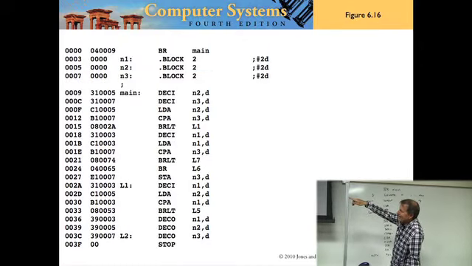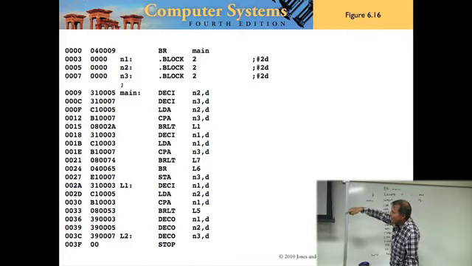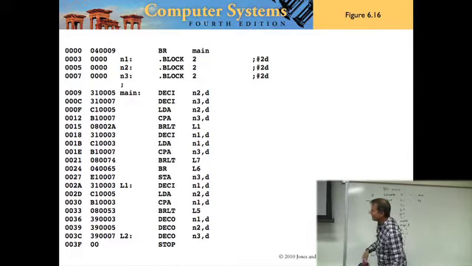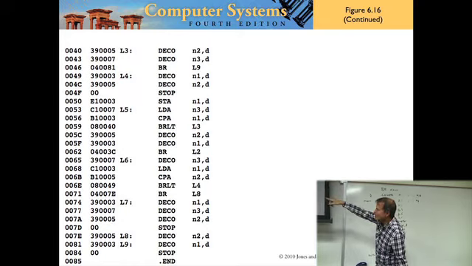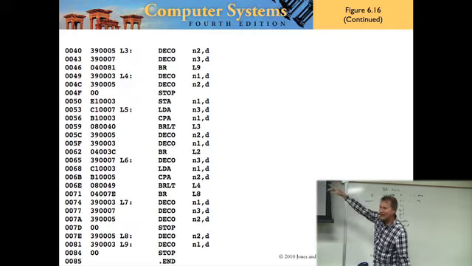It's got deci, and then another deci, and then a load and a compare, and a branch of less than, and then another deci, and then a load and compare. And where are those branching? What are they branching to? L1, L2, L3, L4. And there's a stop in the middle, and there's a BRLT, and there's the other stop up there, and so on.